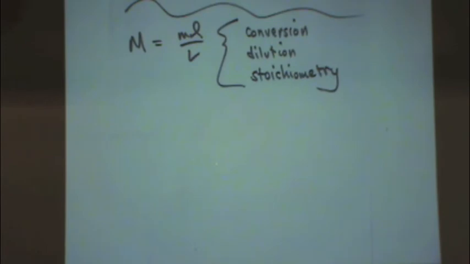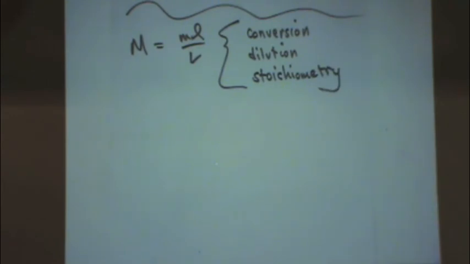Now, to tell the difference between the first and the second one, molarity and volume will be changing. So if you see molarity and volume changing, you know it's the second one. If you see molarity and volume not changing, it's the first one. So that's how you differentiate the first 2.